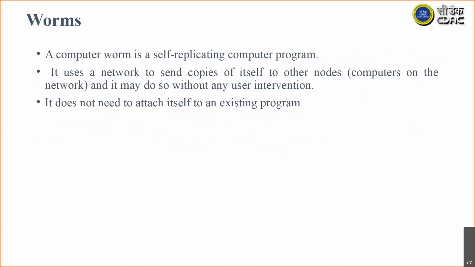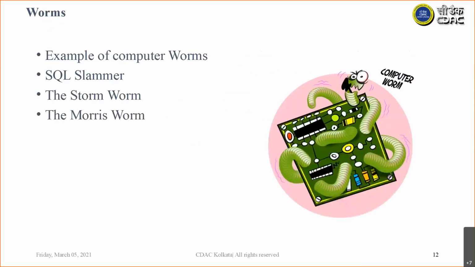Another malware type is worms. A computer worm is a self-replicating computer program. It uses a network to send copies of itself to other nodes, that means computers on other network. It may do so without any user intervention. It does not need to attach itself to any existing program. Examples of some computer worms are SQL Slammer, the Storm worm, the Morris worm, etc.